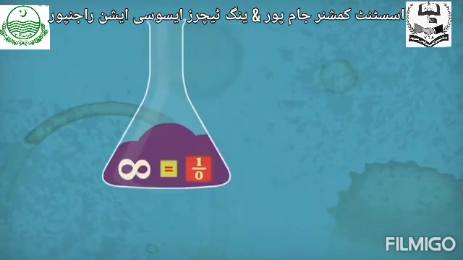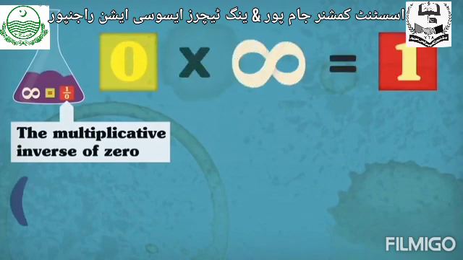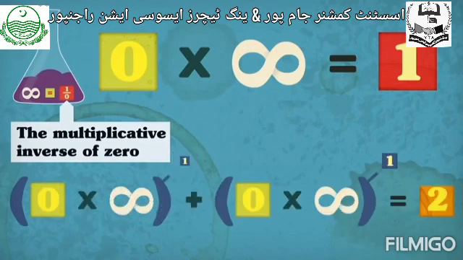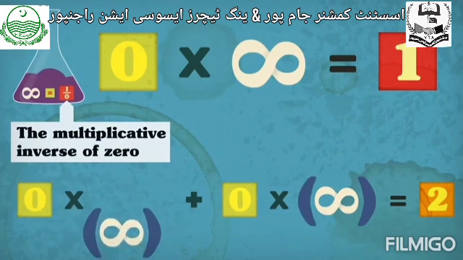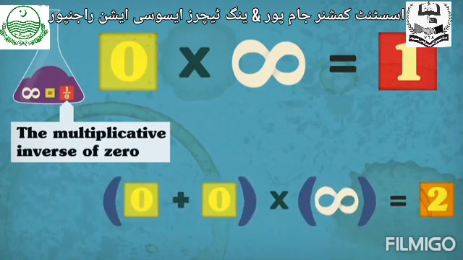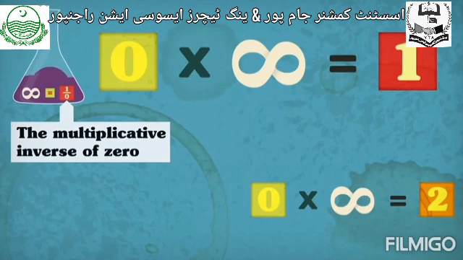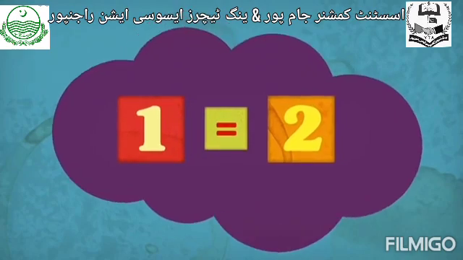Based on the definition of a multiplicative inverse, 0 times infinity must be equal to 1. That means 0 times infinity plus 0 times infinity should equal 2. Now, by the distributive property, the left side of the equation can be rearranged to 0 plus 0 times infinity. And since 0 plus 0 is definitely 0, that reduces down to 0 times infinity. Unfortunately, we've already defined this as equal to 1, while the other side of the equation is still telling us it's equal to 2. So 1 equals 2.